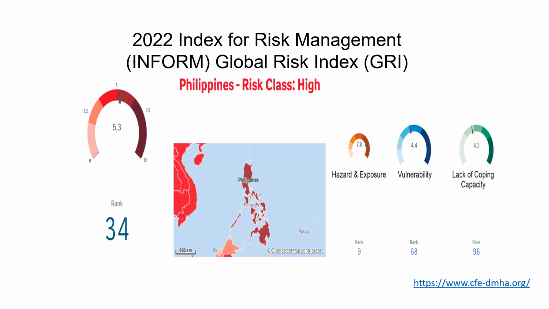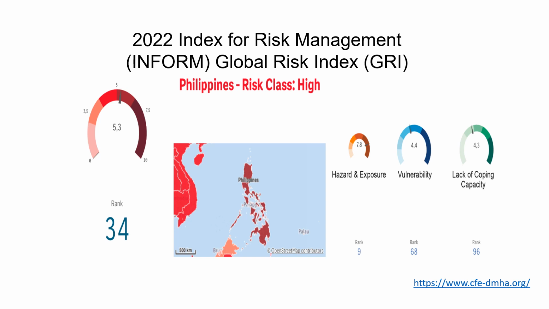The Index for Risk Management Global Risk Index measures the risk of humanitarian crises and disasters in 191 countries. The INFORM GRI model is based on risk concepts published in scientific literature with 3 dimensions of risk: hazards and exposure, vulnerability, and lack of coping capacity. INFORM gives each country a risk score of 1 to 10, 1 being the lowest and 10 the highest, for each of the dimensions and overall risk score. The higher the score, the more at risk a country is to disasters.